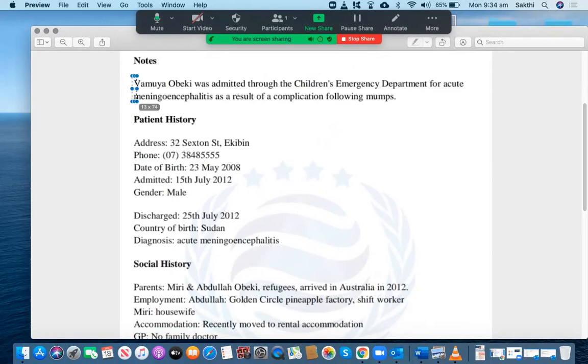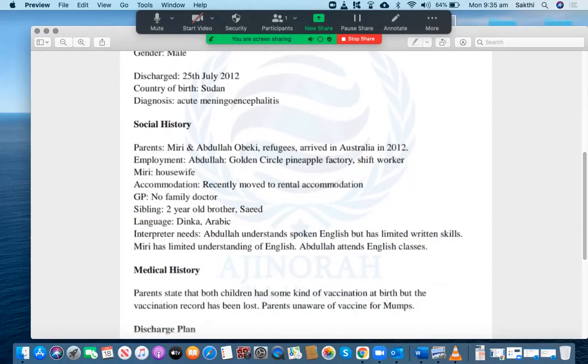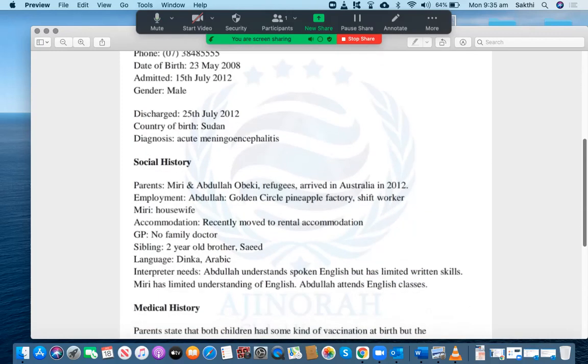Okay, the problem with her writing is that she has copied almost all the words in her letter, so it's not good as well. She needs to use as many synonyms as she can, but she didn't do that. Discharge, country of birth, Sudan, diagnosis, this is all good. Contact, date of birth, it's all good.